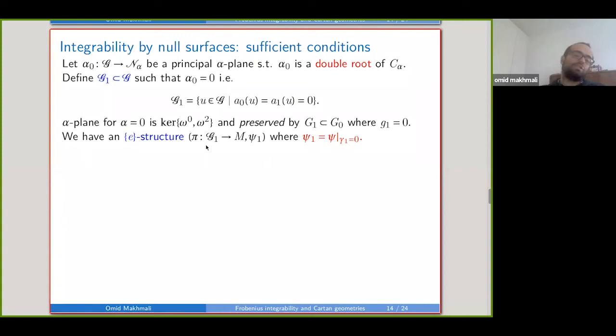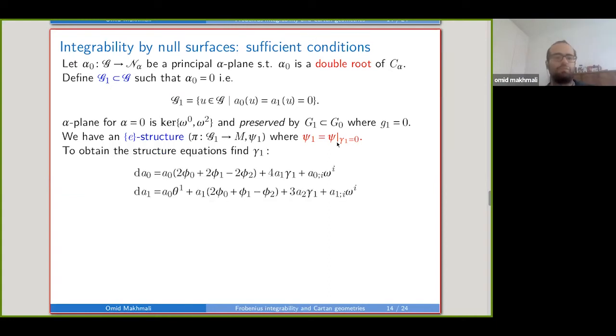One has to check whether it's a Cartan geometry, but in general it's just an E structure with a pseudo connection psi one, not necessarily equivariantly changing along the fiber. And this psi one is again psi where we've put omega gamma one equal to zero, the same as before. But because we are now working on a 14 dimensional bundle, we have only 14 independent one forms, and so gamma one is reduced when pulled back to G1.